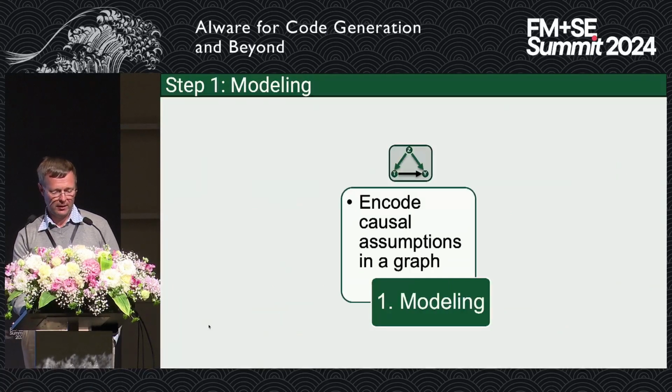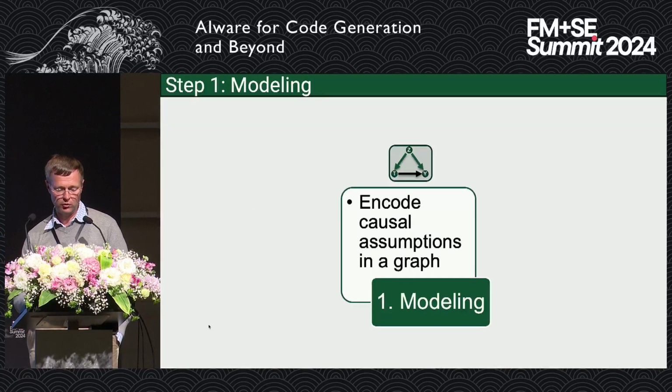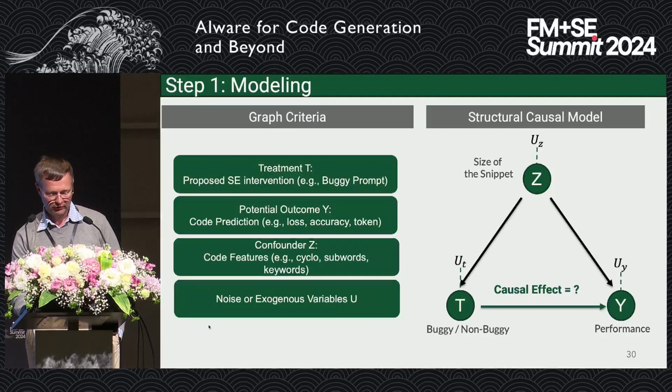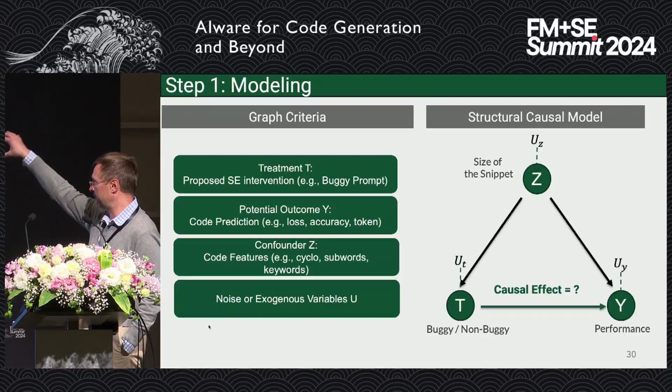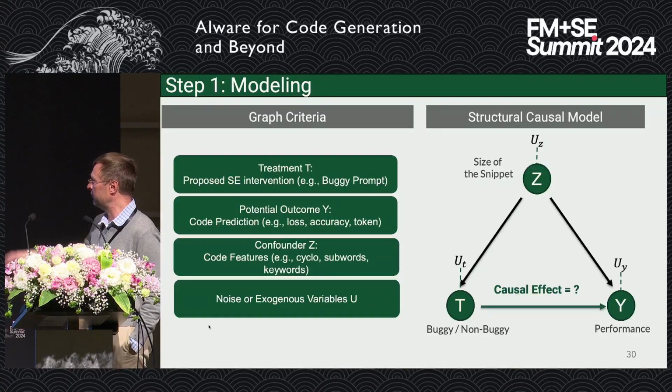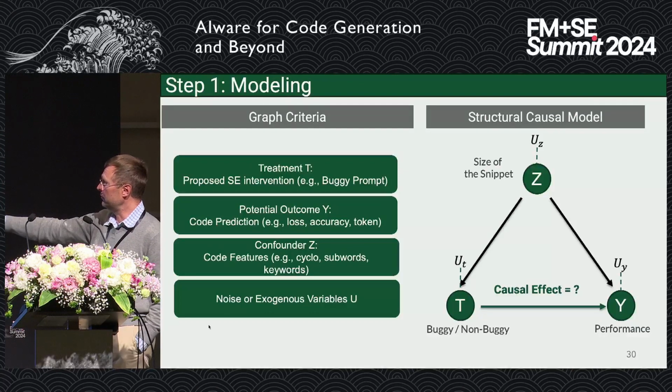So in the modeling step, essentially what we're trying to do is encode causal assumptions in the graph. And I've showed you this graph before. It's a structured causal model, a structured causal graph. And we have treatments here. So this is your proposed software engineering intervention.